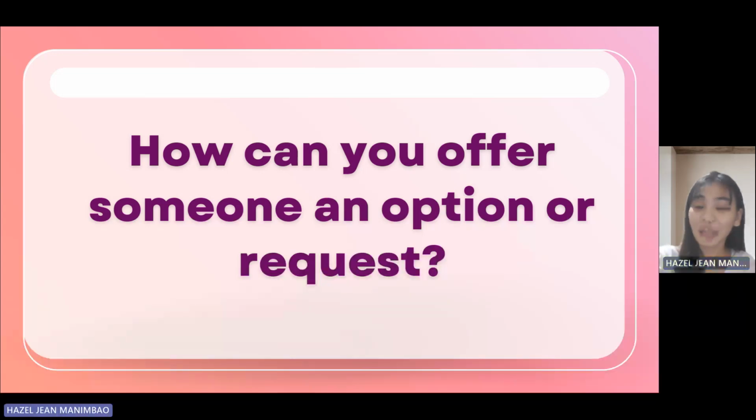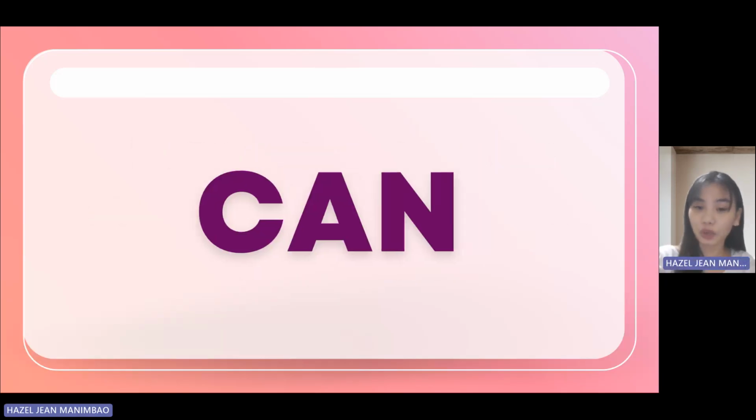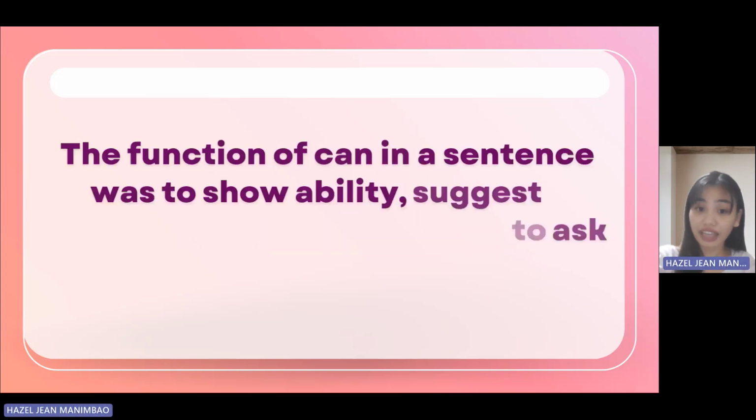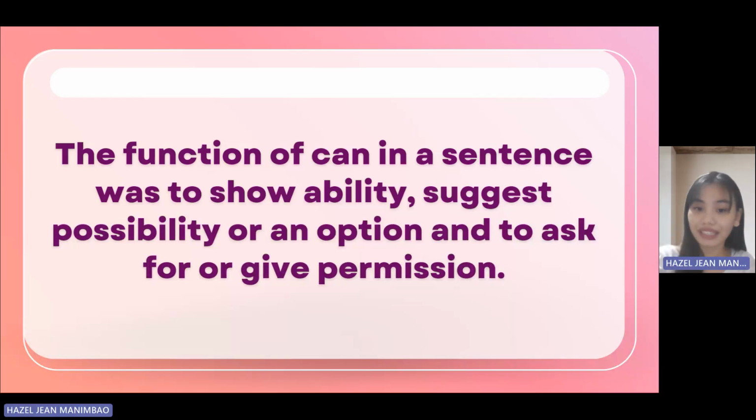Now, class, based on your observation, what do you think are the similarities between the sentences you made? Right, they both use the word can. So, the function of can is used to express ability or opportunity, to request or offer permission, and to show possibility or impossibility. This is one example of modal verbs, which will be our topic for today.